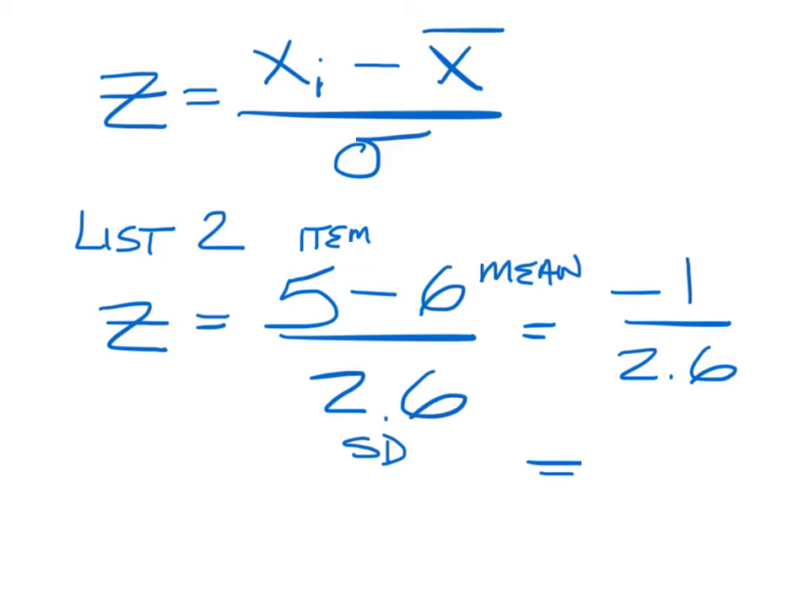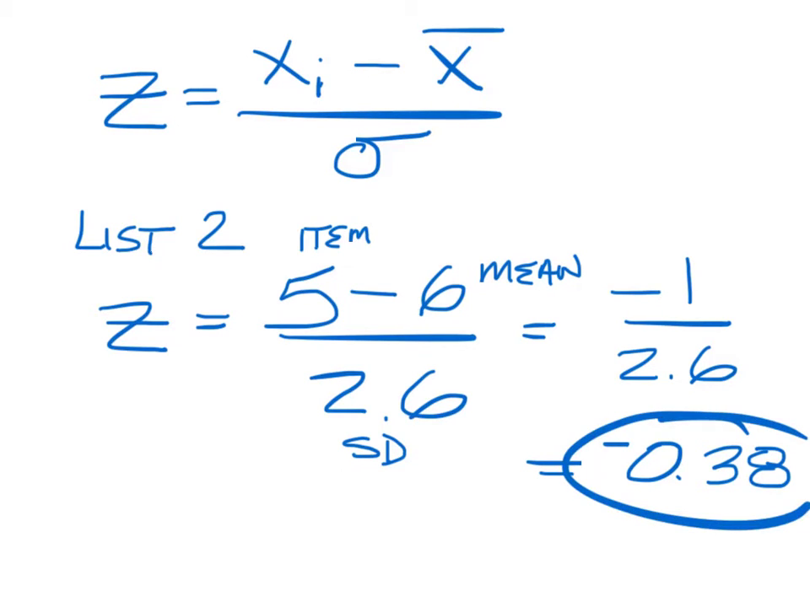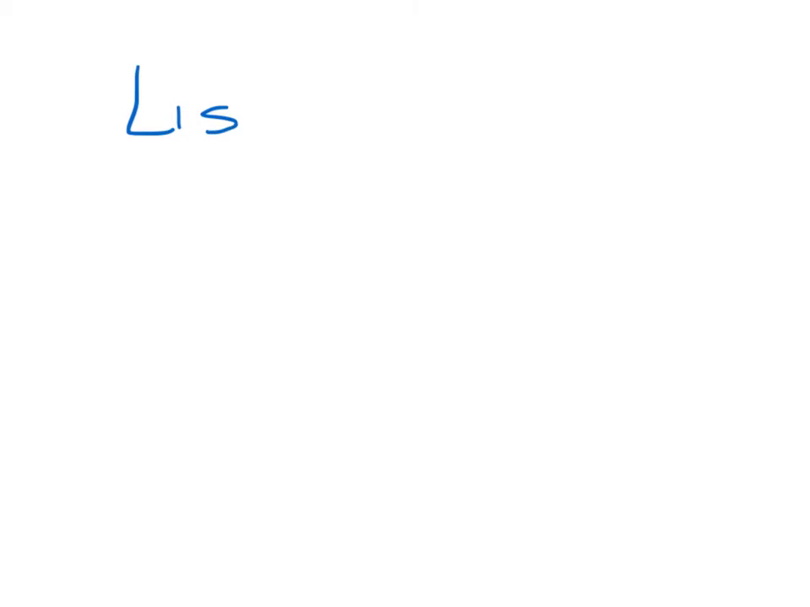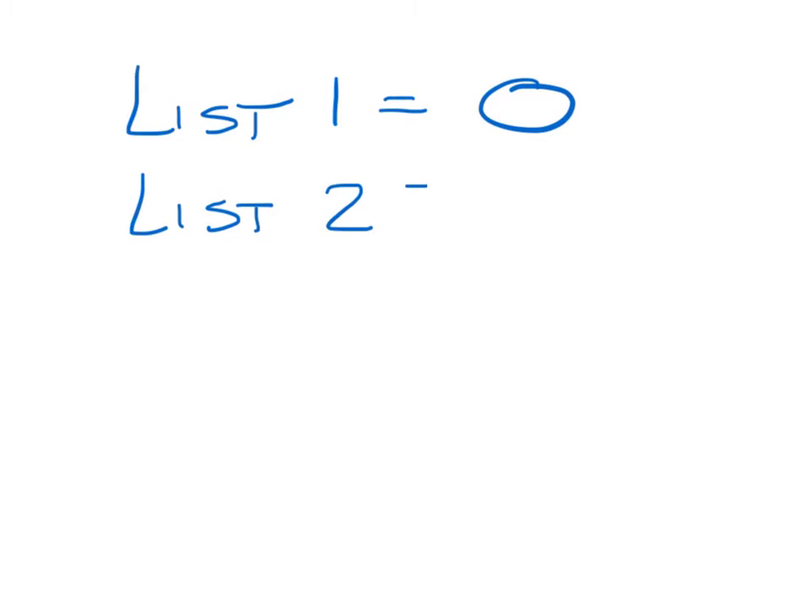Divide that and get a negative 0.38, taking it to 2 places. Now from the first one you had 0. From the second one you have a negative 0.38. So go look at this. From list 1 you had 0, and from list 2 you have a negative 0.38.